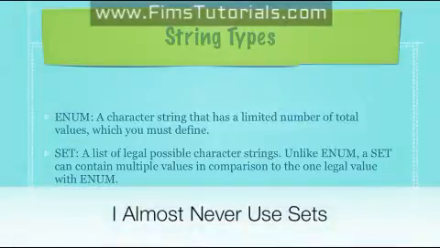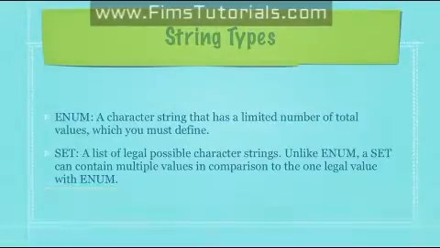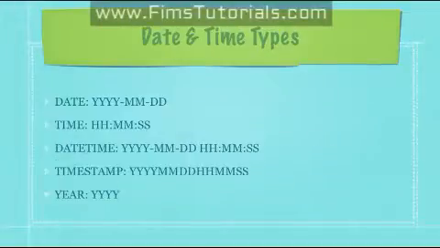And the main difference between an enumerated type and a set is that a set can contain multiple values, meaning that you could pick male and female, for example, if you wanted to, whenever an enumerated type can only ever have one real value. Then we have date types, as you can see there. Date is just going to be year, month, and day. You're going to have times, which is hours, minutes, and seconds, date times, timestamp, and year.